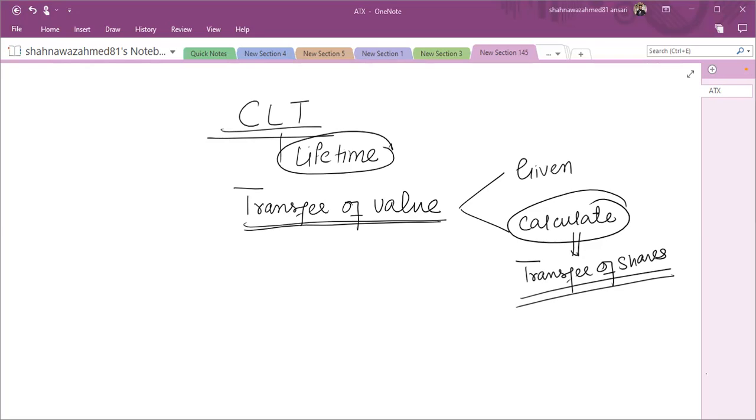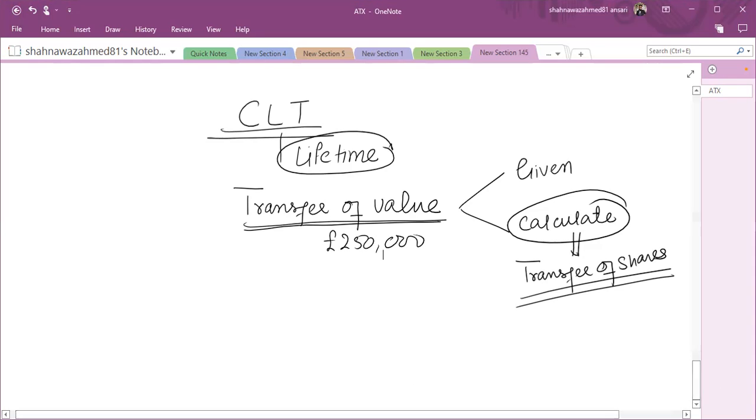We'll respond to you accordingly. So suppose that a transfer of value has been given to you in the question. Suppose it is 2,50,000. Mr. A has given a gift to his daughter worth 2,50,000, or to a trust worth 2,50,000. Suppose it has been given. What do you have to do? You have to use a format. Now you can see, let me show you my slides where you can find this format.